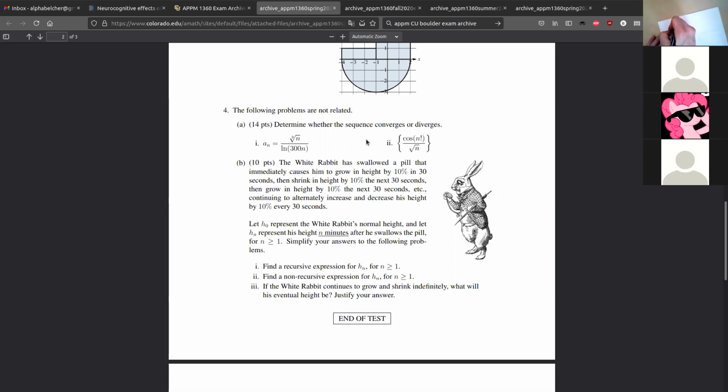So a_n is cube root of n over natural log of 300n, is our first one. And then our second one, we've got cosine of n factorial over square root of n.